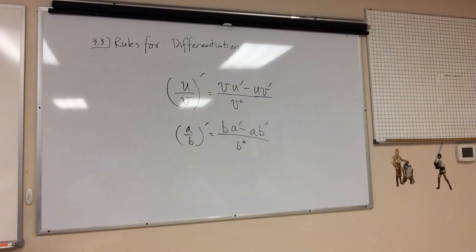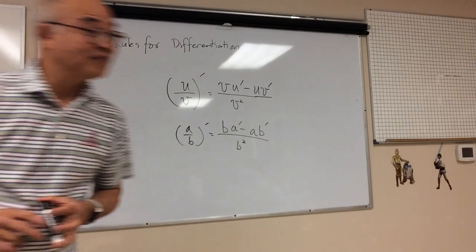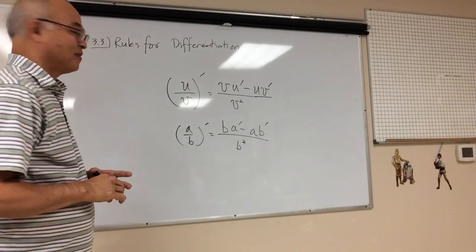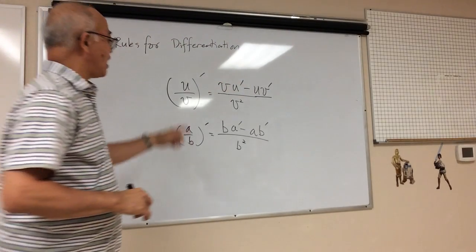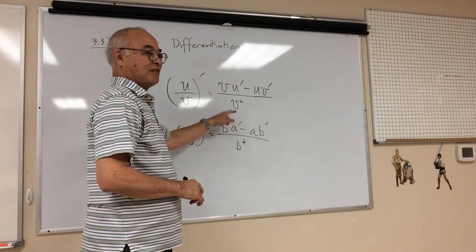Go to page 122. It's the same as multiplication, but over the denominator squared. There's a green box there. If b is something and you're subtracting, you square again. So if v was equal to x squared, this would be x to the fourth.